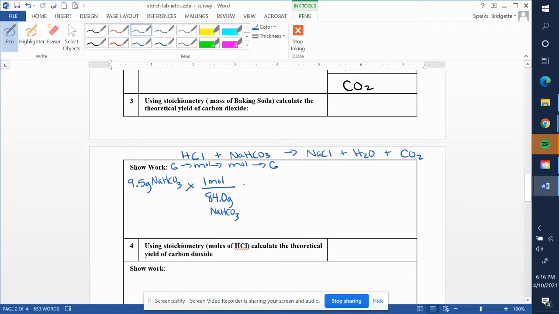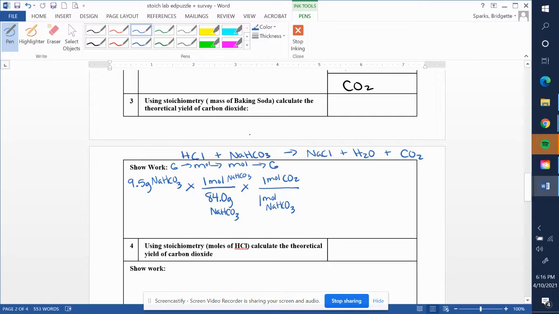All right, then we go to our balanced equation. That balanced equation tells us the ratio of the sodium hydrogen carbonate to the carbon dioxide. And we look at those coefficients in the front of those symbols, and it's 1 mole of baking soda producing 1 mole of CO2.